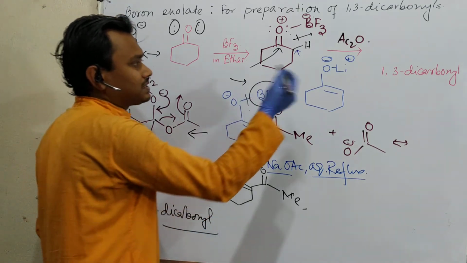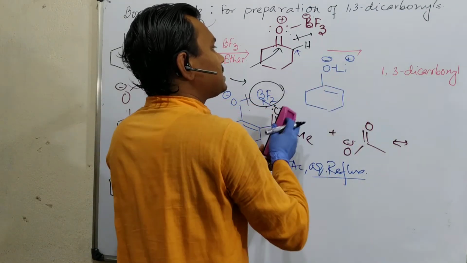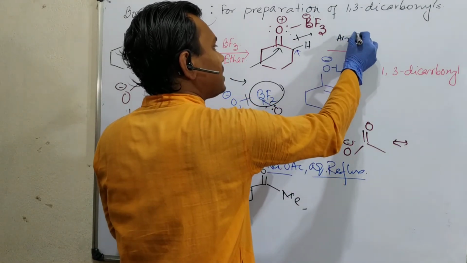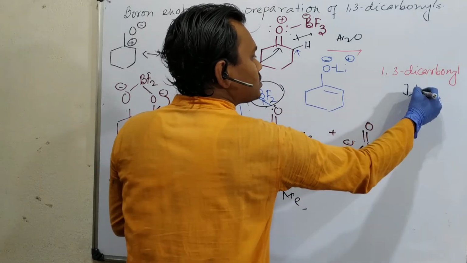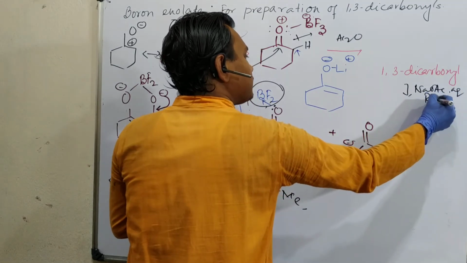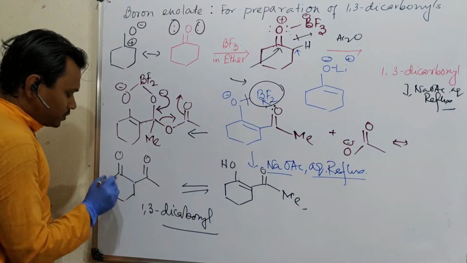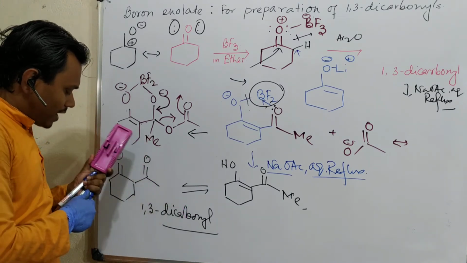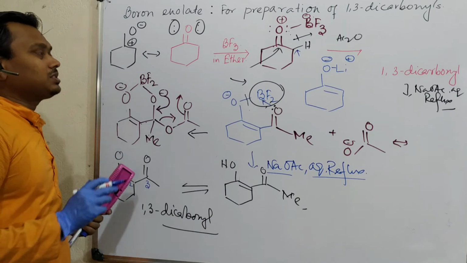Seeing the second part, acetic anhydride, better to say with BF3, so this is acetic anhydride, and in the next part, followed by aqueous sodium acetate reflux. Okay, so overall in this way we get the 1,3-dicarbonyl compound. And why is this 1,3? Because 1, 2, 3 are their positions. Okay, so this is the overall discussion.